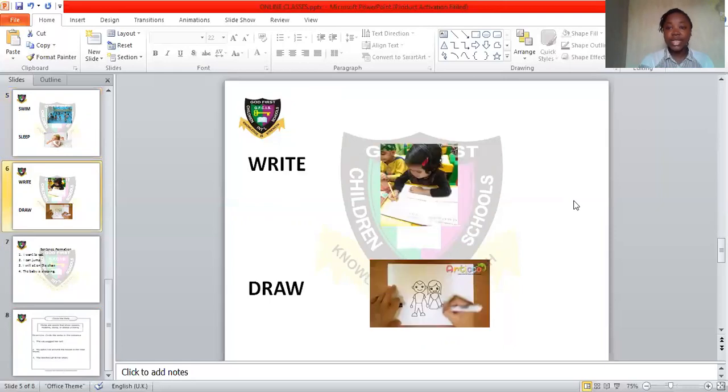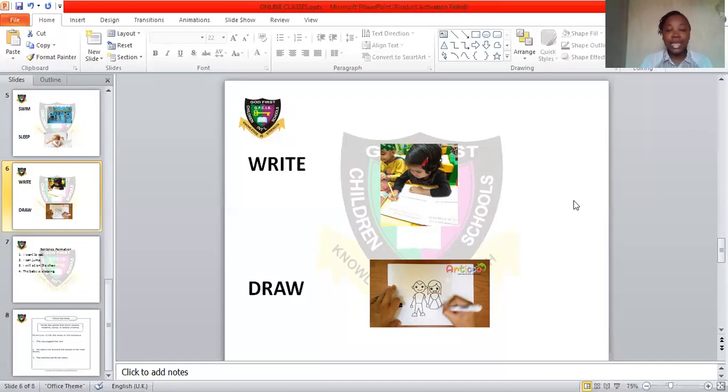Also, let's go to the next example. We have write. Like when we write in our books, when we write our notes in class, or when our madam gives us work to do, we write our work in our books. Whenever we are writing, we are carrying out an action, and the action is writing. So the verb in the action we are carrying out is write.